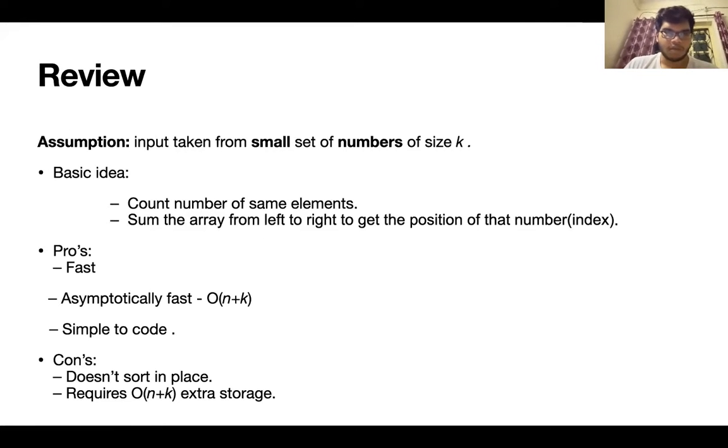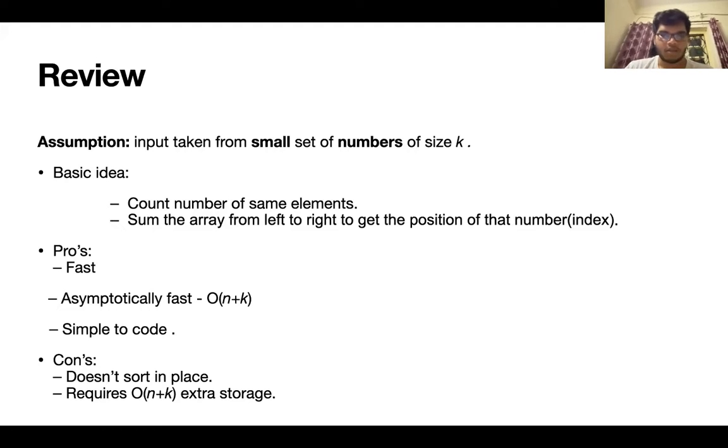So the final review of counting sort: the assumption is that the input taken is from a small certain number of size k, and the basic idea is to count the number of same elements, then sum the array from left to right to get the position of that number, which is also the index.